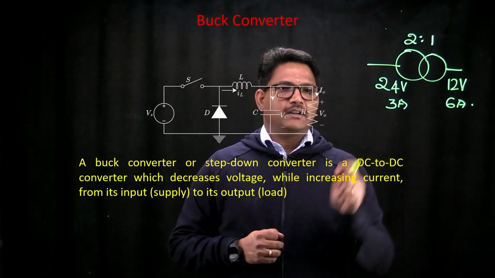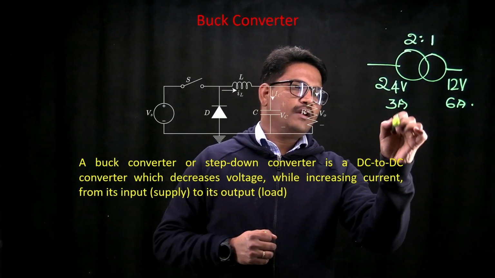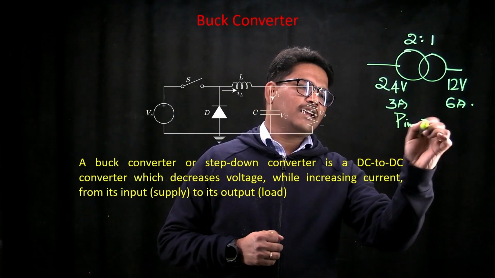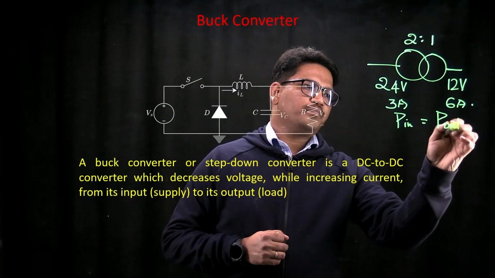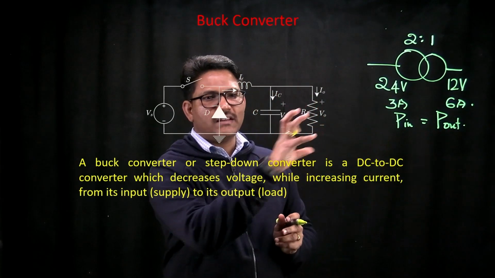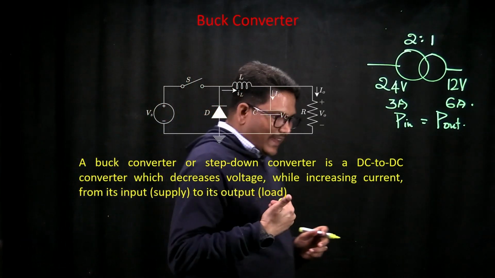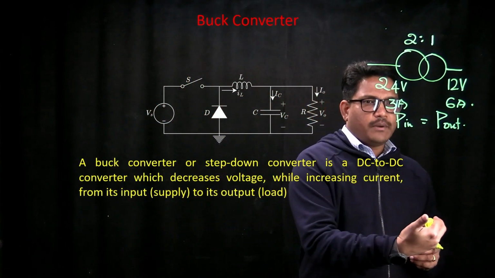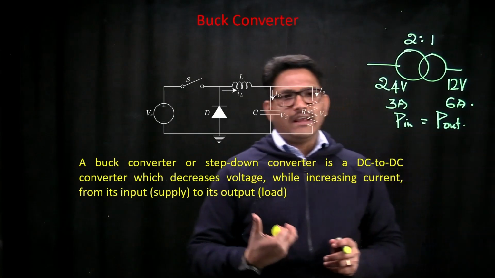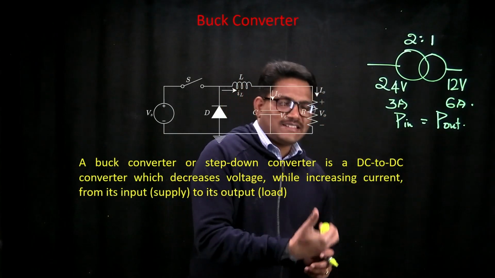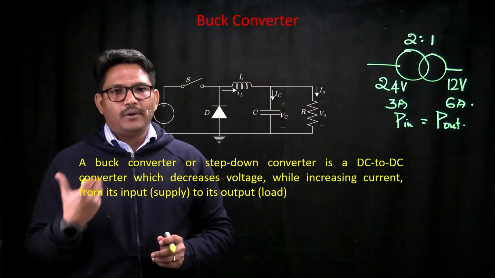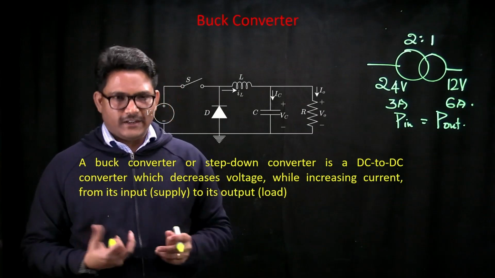But in this particular transformer, the input power is exactly the same as the output power. So the transformer in the case of AC is a power invariant device which just increases or decreases the voltages from input to output, and similarly does the same for the currents in an inverse manner, keeping the power input and power output constant.